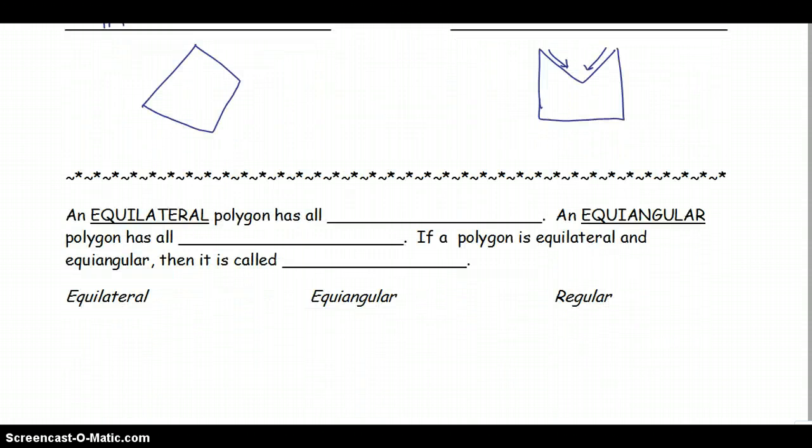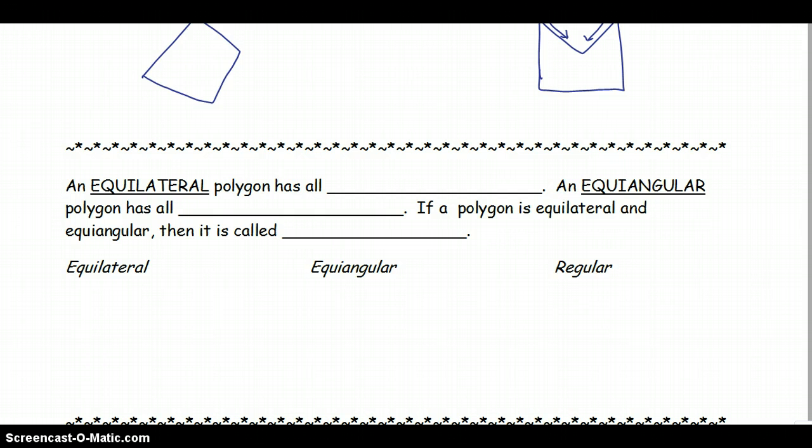Let's see, we also have these words which we've learned before, equilateral and equiangular. An equilateral polygon has all equal sides, and then equiangular has all equal angles. You'll notice that equiangular kind of has the word angle in there. So equiangular, all the angles are equal. If a polygon is equilateral and equiangular, then it is called regular.